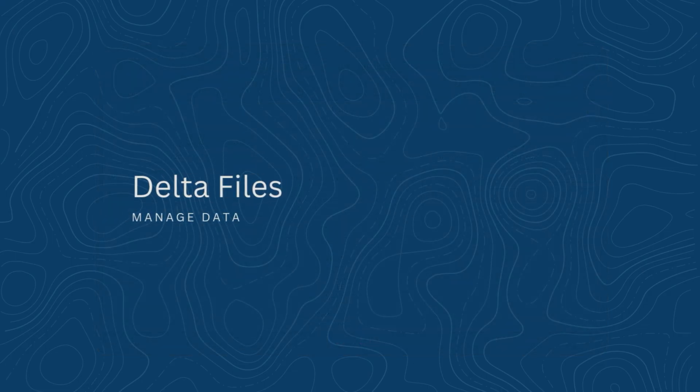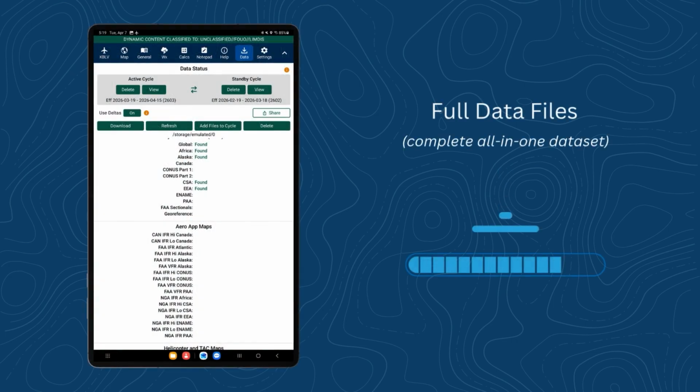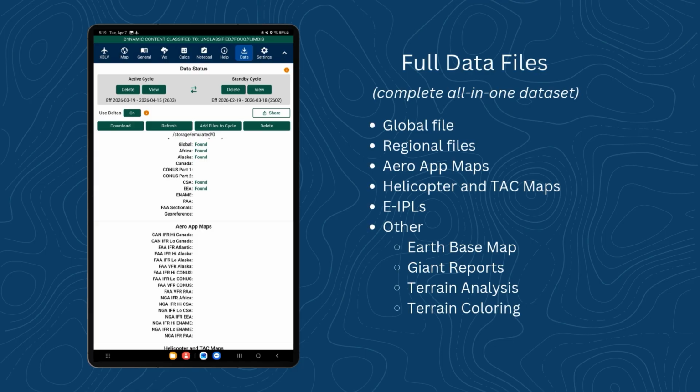In this section, we'll explain what Delta files are and how to download them in Aero App. To start, full data files are your complete, all-in-one datasets. They include the entire core data package, such as the global file along with regional files like Africa, Alaska, Canada, CONUS 1, CONUS 2, CSA, EEA, ENAME, and PAA. You can also download Aero App maps, helicopter and TACT maps, EPLs, and other data including Earth base map, GNSS reports, terrain analysis, and terrain coloring.